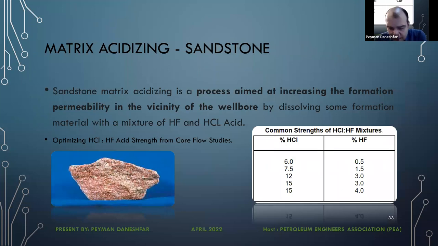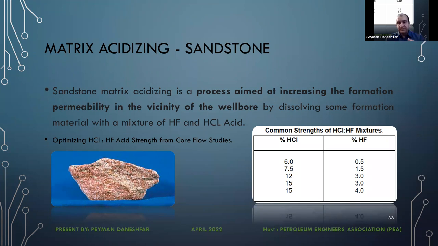The matrix acidizing in sandstone, I explained before when I talked about matrix acidizing in carbonate formation, just to tell you some targets about this parameter. I told before that for matrix acidizing in sandstone, we use HCl and HF acid. Maybe you have heard about the mud acid. Yes, a mixture of HCl and HF acid is known as mud acid. It is important to optimize and find the best mixture of HCl and HF acid for injecting in sandstone formations. We can use core flow studies.